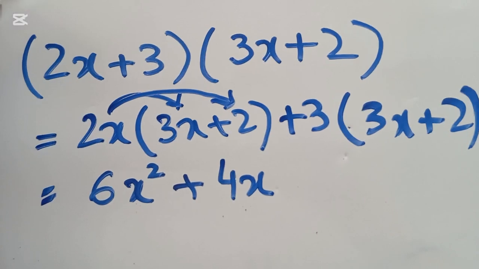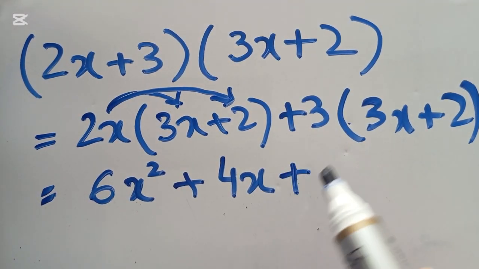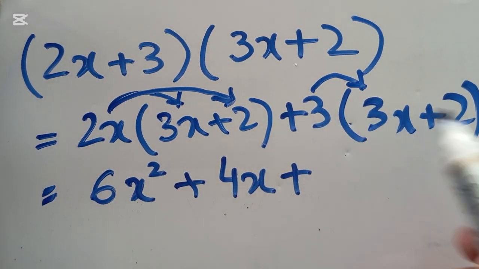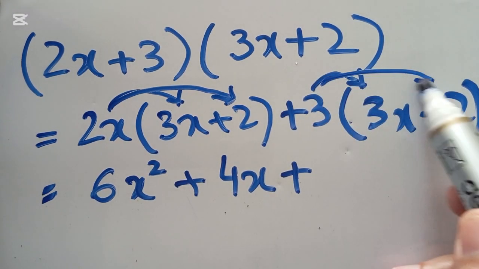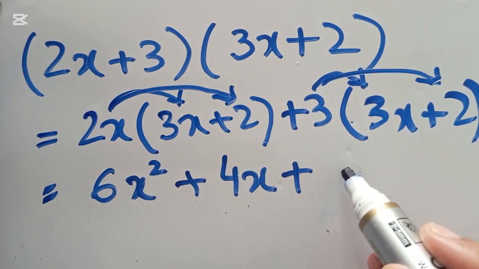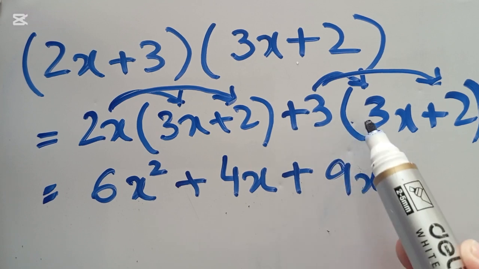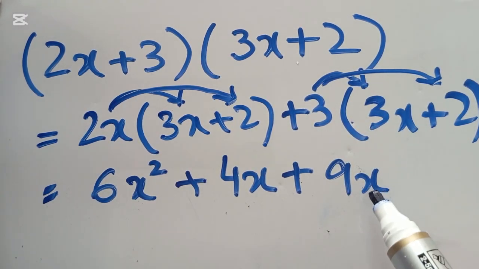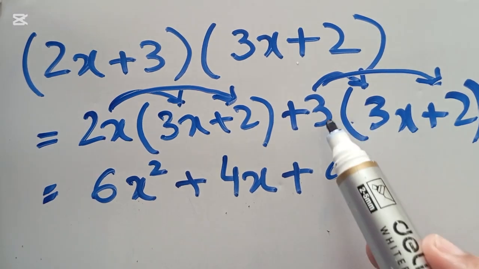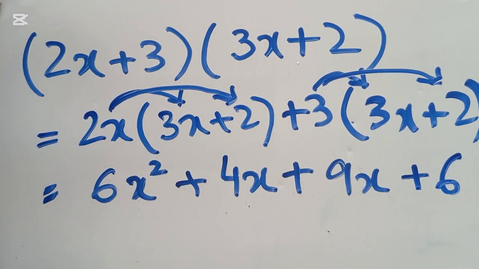Now move to the next term, that is plus 3, which is multiplying with 3x plus 2. This 3 will first multiply with this 3x and then this 3 will multiply with 2. So first of all, 3 multiplied by 3x, 9x. 3 after multiplication will give you 9 and x will remain as it is. Now this 3 will multiply with this 2 and there is no variable involved. So simply constant with constant, 3 multiplied by 2 will give you 6.